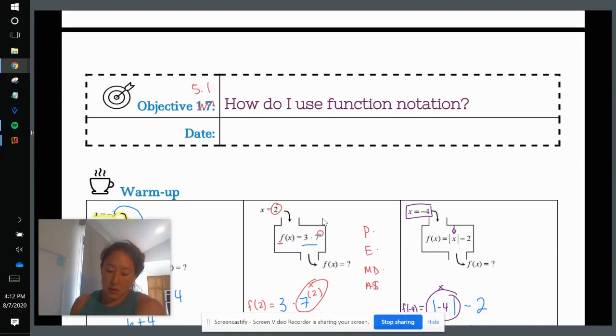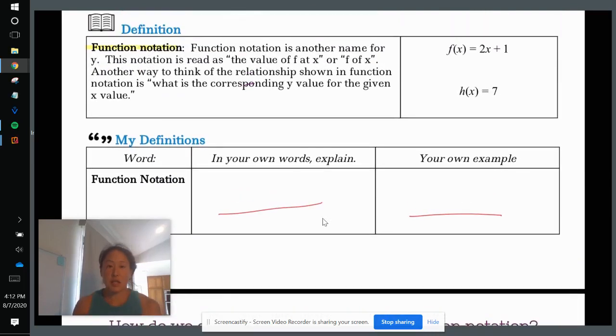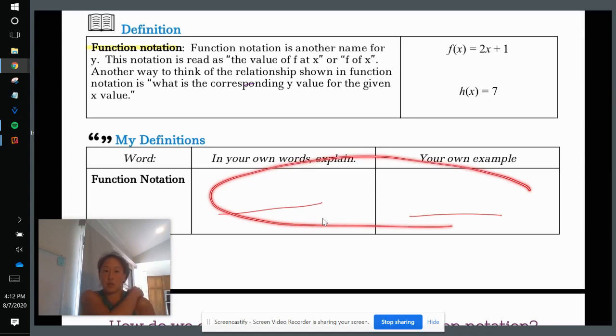5.1. How do I use function notation? All right, so our vocab for today is function notation. Again, don't forget to write your own example and your own words of our definition.